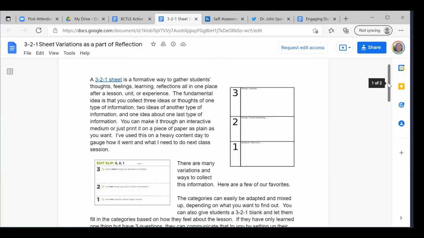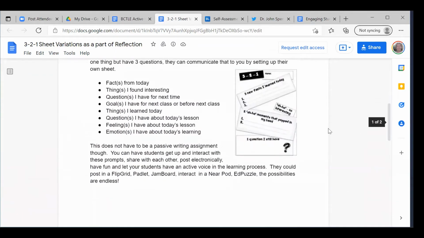So in this handout that's attached, there are lots of different variations, and I even put the Google search here for you that comes back with some good ones. I put all the parameters on there for you. Here are some of the cutesy ones, but some of the menu that I've provided is the idea of facts from today, things I found interesting, questions I have for the next time, goals, things I've learned, questions I have about the lesson, feelings, and emotions.